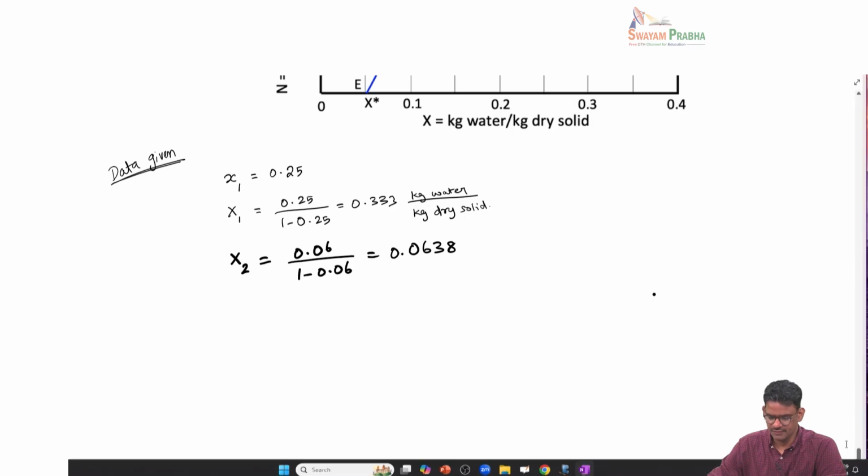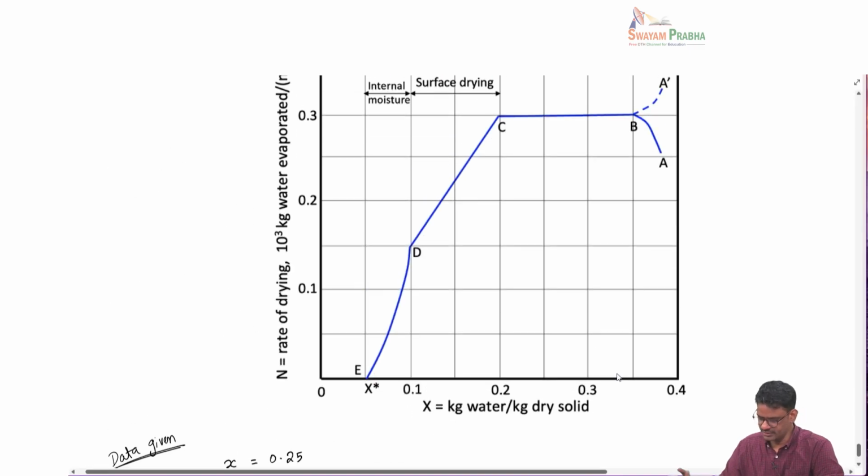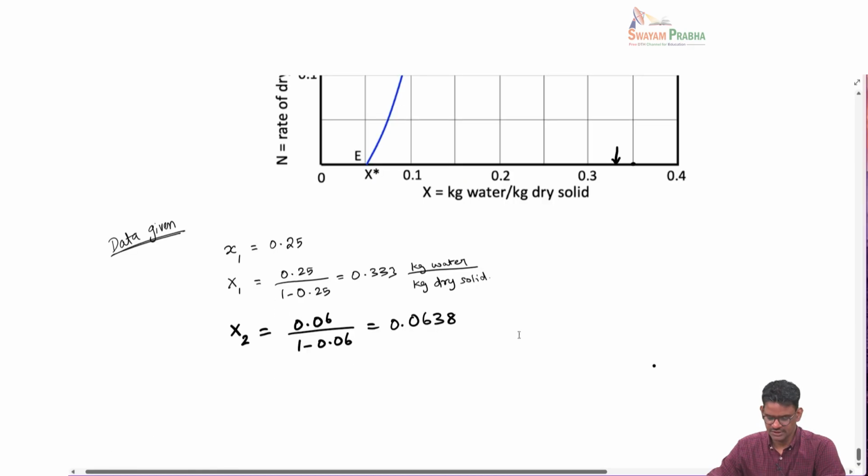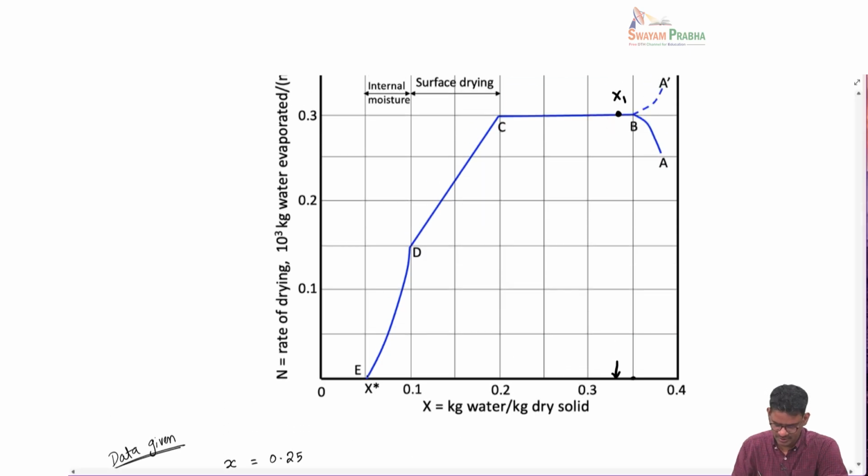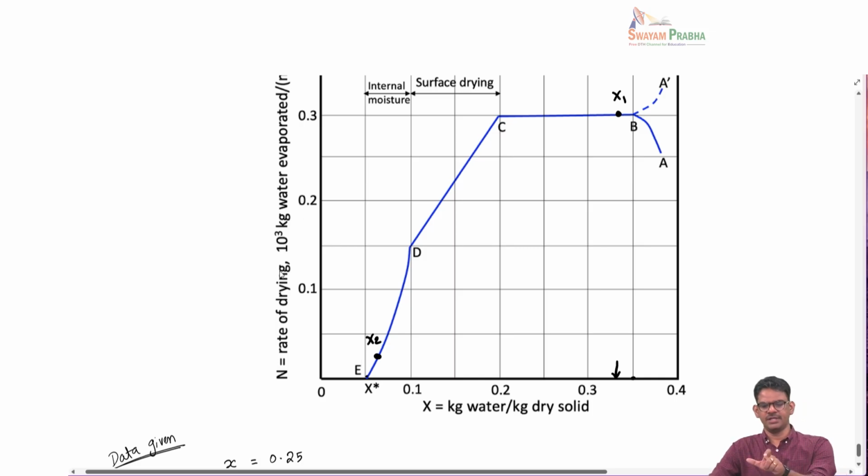So, in this figure we have to identify where 0.33 is. This is 0.35, so I think 0.33 is somewhere here. Here is our x1. X2 is 0.0638. This point is 0.05, so 0.06 would be somewhere here. We say this is x2. So clearly it involves the constant drying rate period, then there is a linear falling rate, and then there is a non-linear falling rate. So it encompasses all three parts of the drying curve.